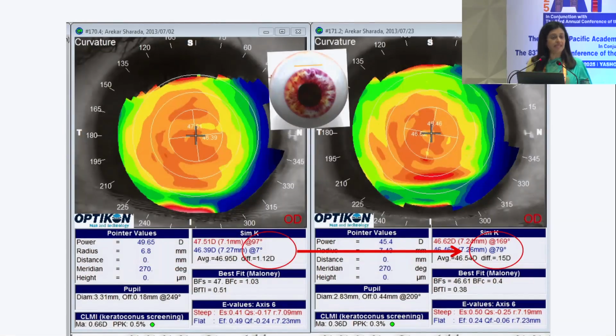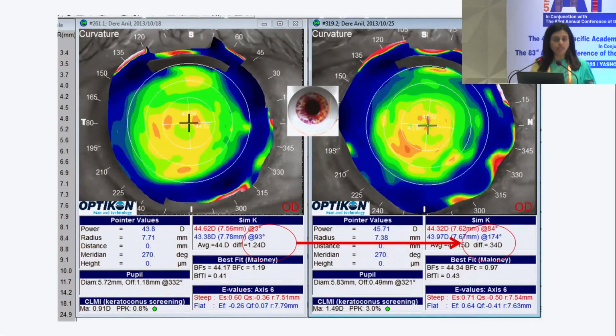Here is a little higher astigmatism of 1.12. The axis is 97. A superior straight, slightly large incision has neutralized the astigmatism to 0.15. So here again a slightly higher astigmatism, 1.24. Look at the axis. The temporal straight incision has reduced the astigmatism further.